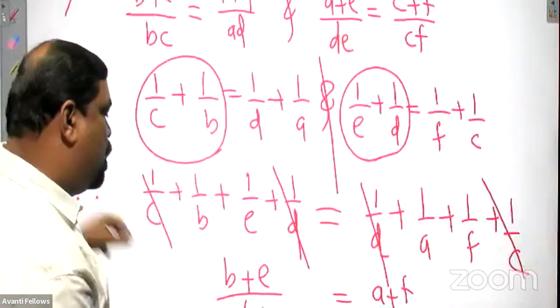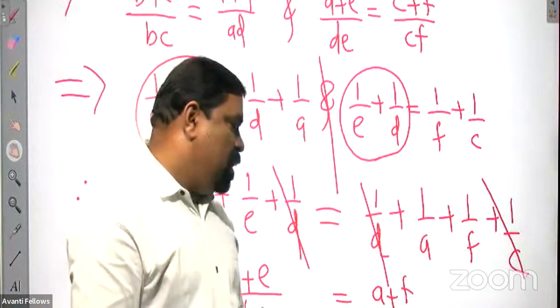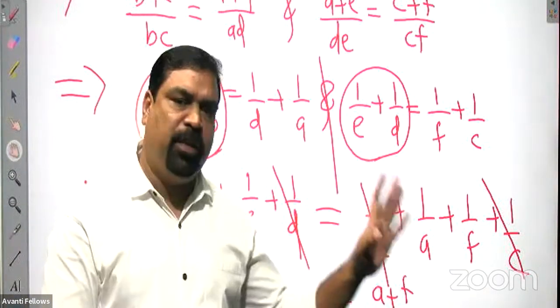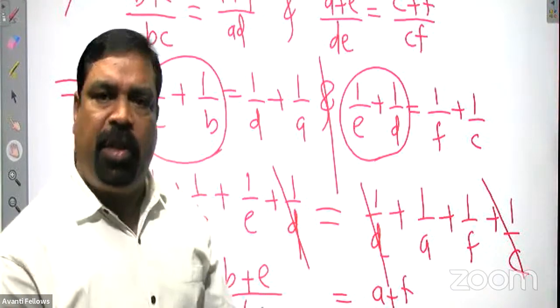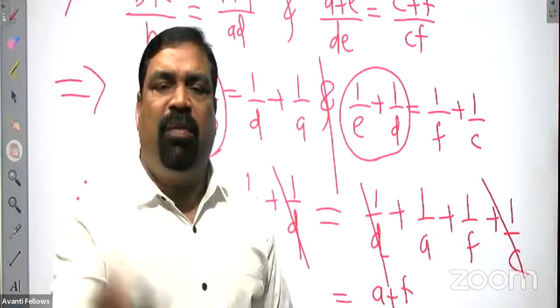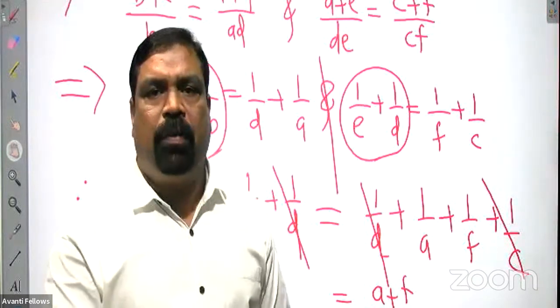At last we will get that one: AF into B plus E equal to BE into A plus F. That means it is a transitive relation. So it satisfies all the three properties. So it is an equivalence relation.